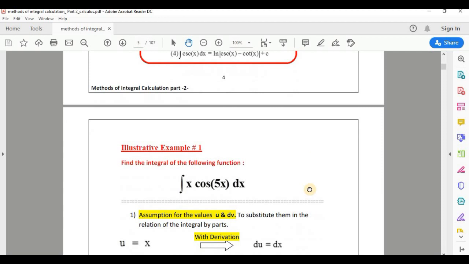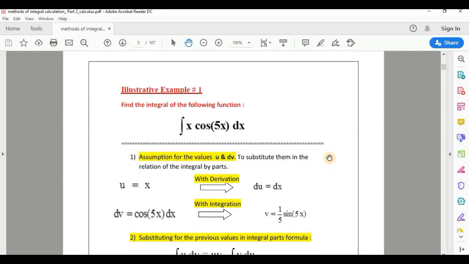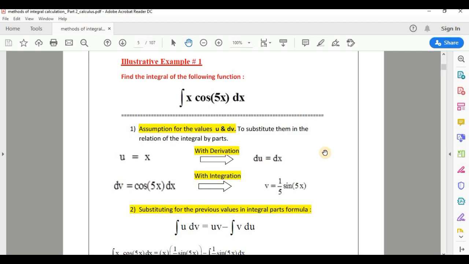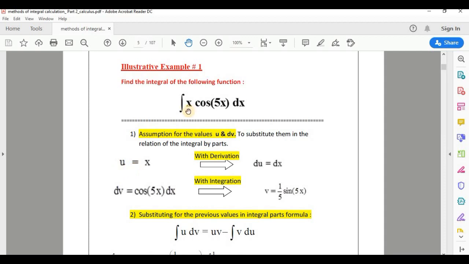Let's see some examples. Let's see how we will use this integration by parts to solve the integral. Find the integral of the following function. We have this function, how will we solve it by the parts method? The first step is the assumption for the values u and dv, to substitute them in the relation of the integration by parts. So this part we will take as u, equal to x, and this part we will assume as dv. So dv equals cosine dx.